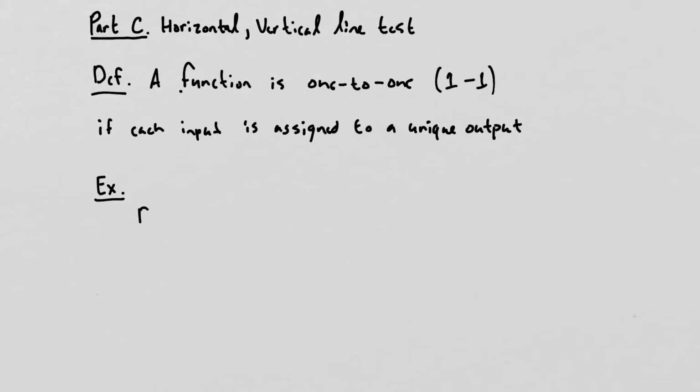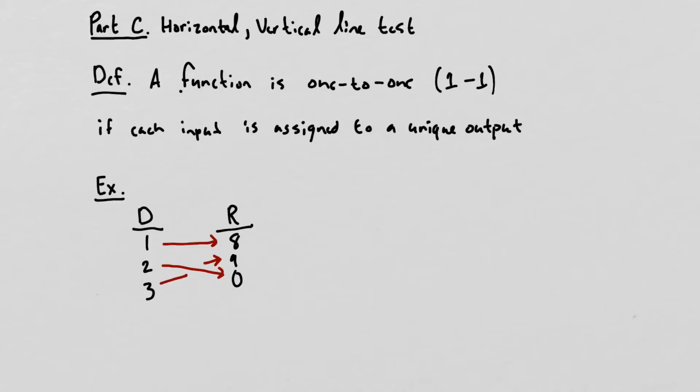So given the domain on the left-hand side with the numbers 1, 2, and 3, and the range on the right-hand side with 8, 9, and 0, a one-to-one function is going to assign each number in the domain to a unique number in the range. So 1 would go to 8, 2, let's say, just goes to 0, and 3 goes to 9.